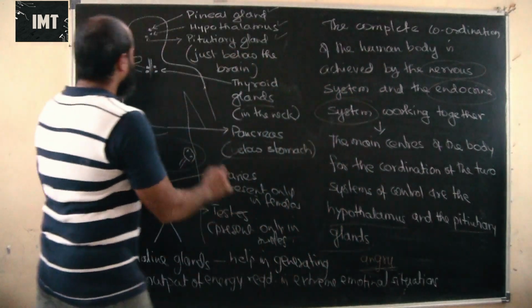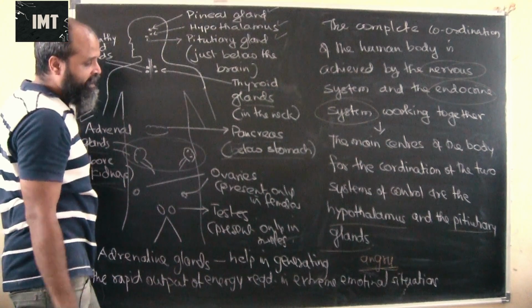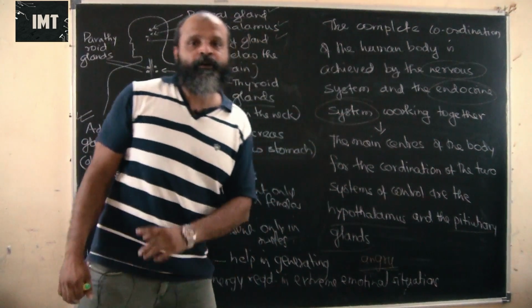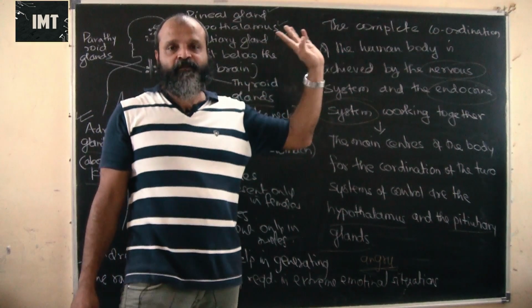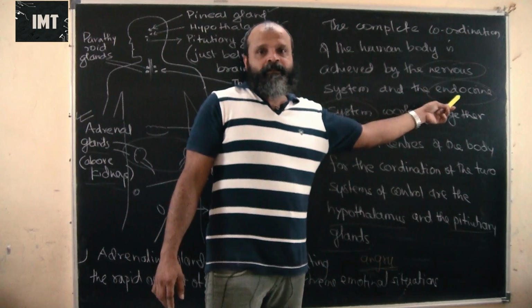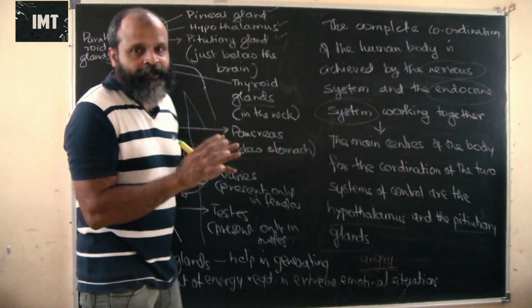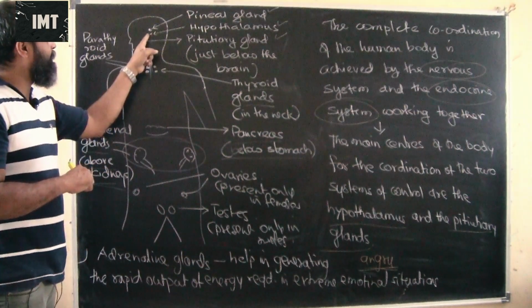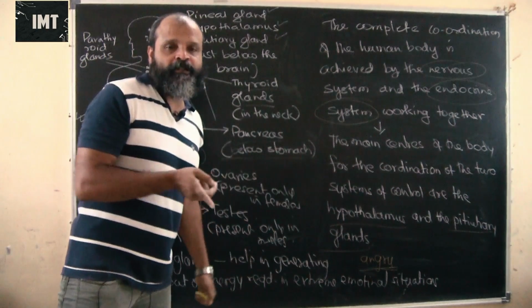Okay, so if you look here, the hypothalamus and the pituitary glands are the ones responsible for the effective coordination of the endocrine system and the nervous system. Both enhance each other. The endocrine system enhances the nervous system. So the perfect coordination is brought about by the hypothalamus and the pituitary region of our brains. Okay, I hope this part is clear.